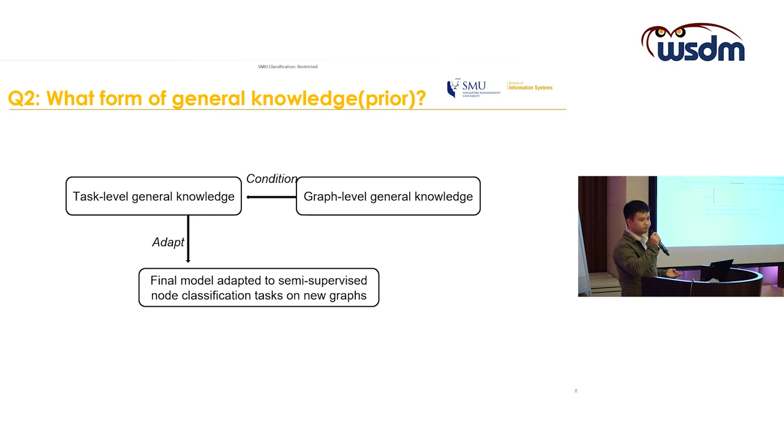And for question two, on one hand, every semi-supervised node classification task is different, which arises from different nodes and labels. On the other hand, each graph is different, providing a different context. It is necessary to develop one model that can encode both the task-level and the graph-level differences.